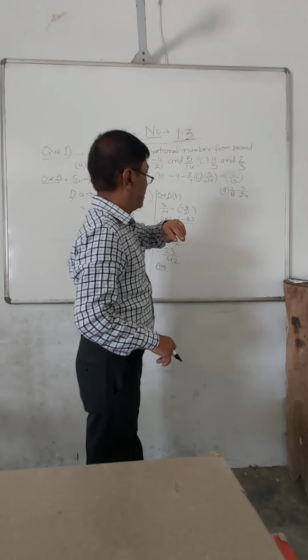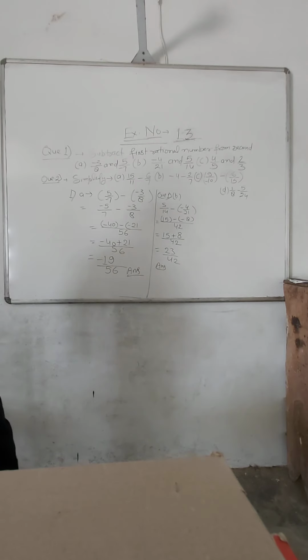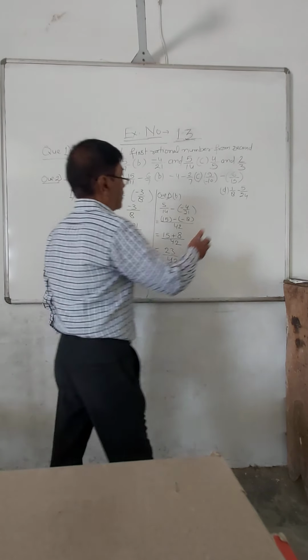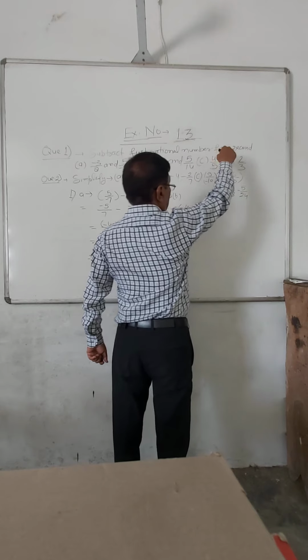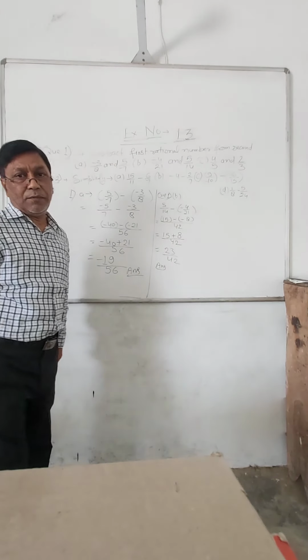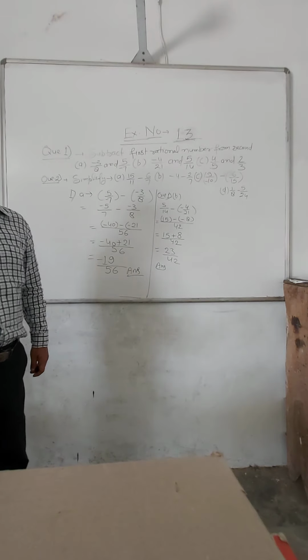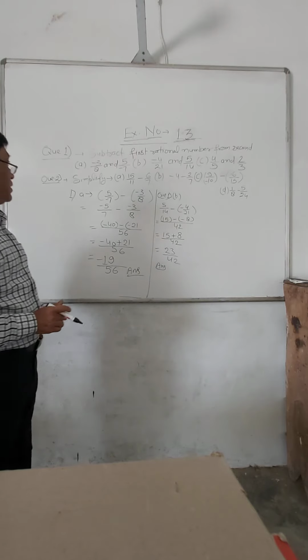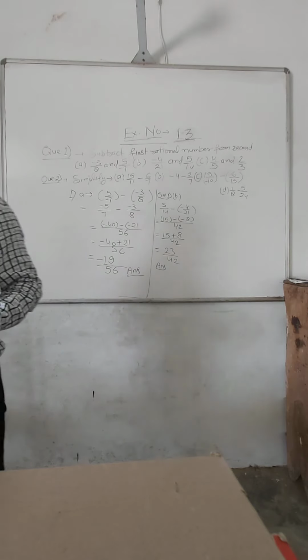In the same way, C: subtract from 2 by 3 and 4 by 5. This you can do yourself. Now proceed to the second question.